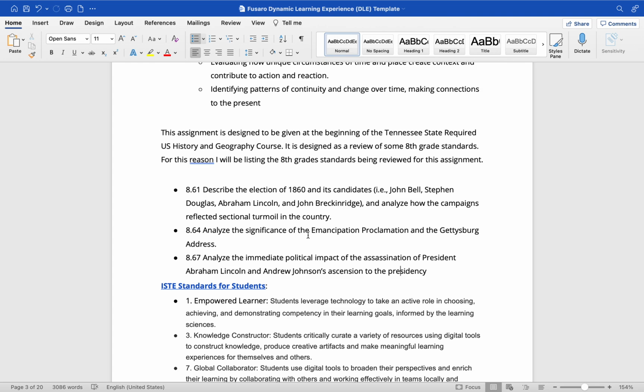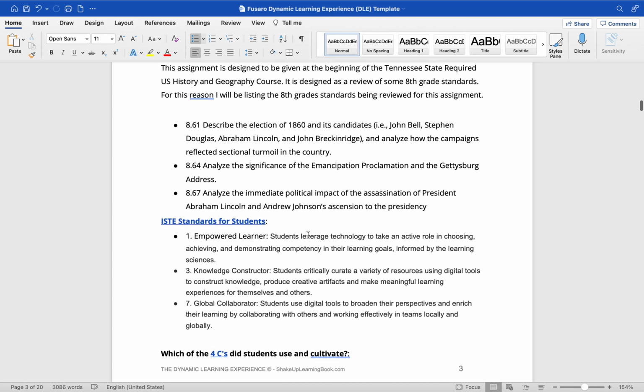The eighth grade standards that apply to this are TN 8.61, describe the election of 1860, its candidates, and analyze how the campaigns reflected sectional turmoil in the country. TN 8.64, analyze the significance of the Emancipation Proclamation and the Gettysburg Address. They will actually be reading the Gettysburg Address in this. And TN 8.67, analyze the immediate political impact of the assassination of President Abraham Lincoln.